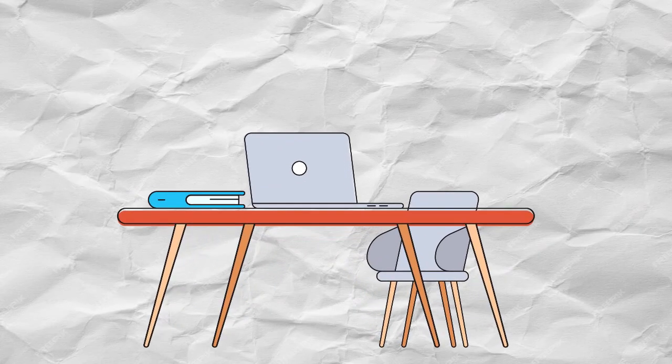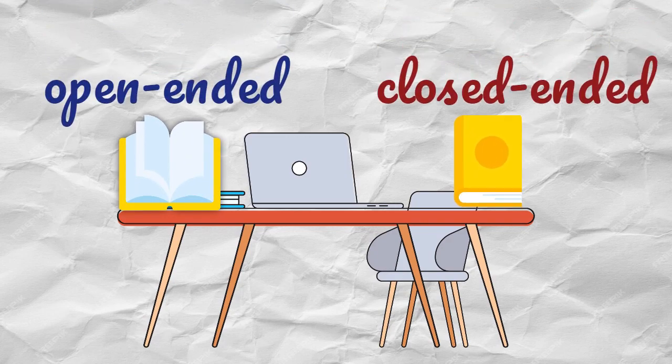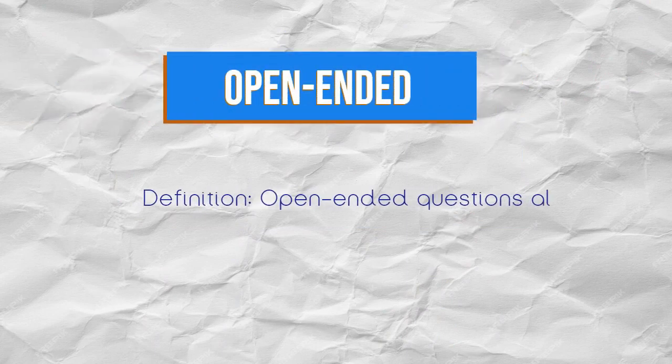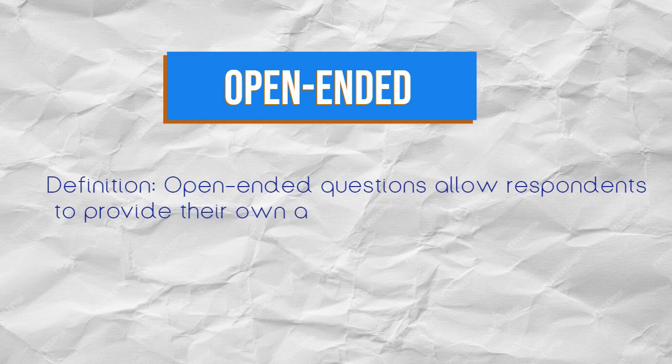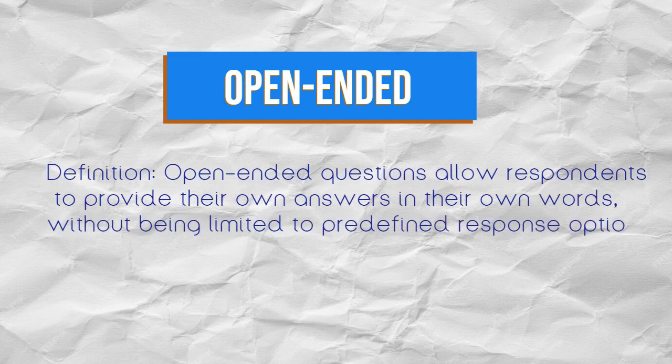There are two main types of research survey questions: open-ended questions and closed-ended questions. Let's explore each type. Firstly, open-ended questions. Open-ended questions allow respondents to provide their own answers in their own words, without being limited to predefined response options.